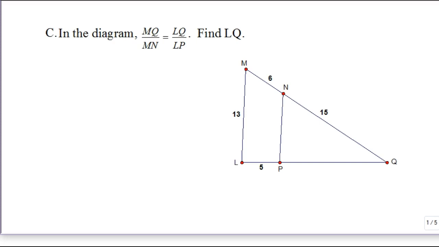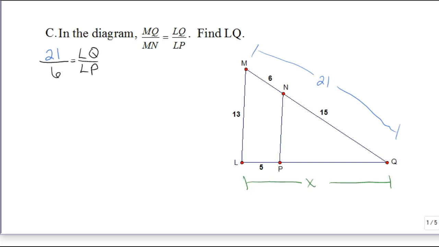So first, let's substitute all of our known values. MQ is 6 plus 15, or 21. MN is 6. We are looking for the value of LQ, so I'm going to call that X, and LP is 5. So here's the proportion we need to solve.